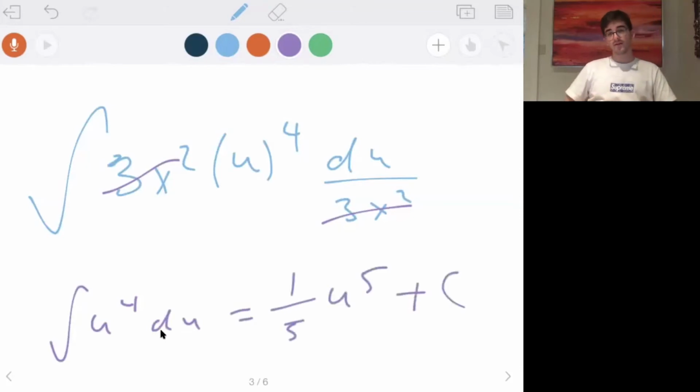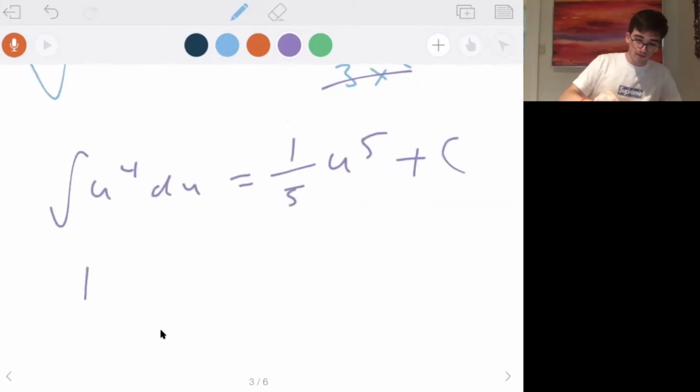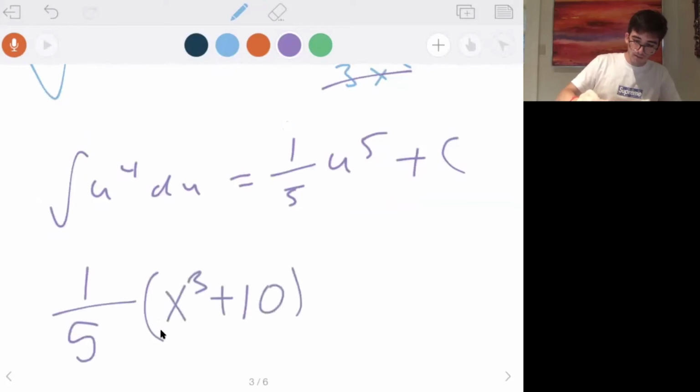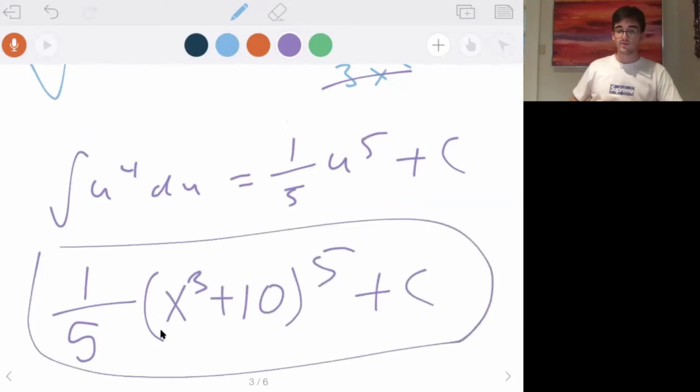But can we leave our answer like that? No, we can't, because they didn't give us u. We have to leave it in terms of whatever variable we start with. So I'm just going to make that necessary adjustment. We'll have 1 over 5, what was it, x cubed plus 10 to the 5th plus c. And there you have it, u substitution.